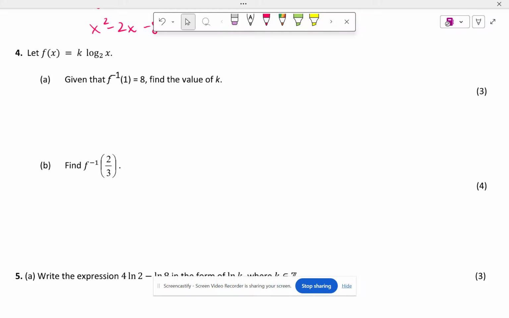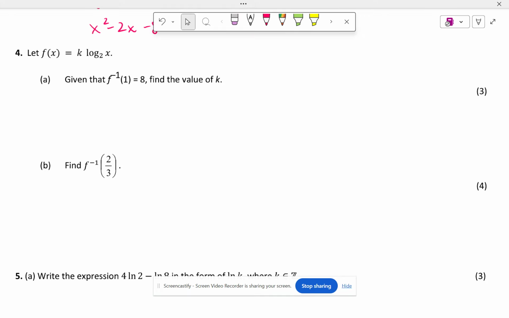Question 4 says, let f of x equal... By the way, we're not learning anything new today. We're just doing harder versions of log problems that you might see on the IB exam, okay? We just did 3 as a warm-up. You can watch the video if you want. Now we're on 4, okay?